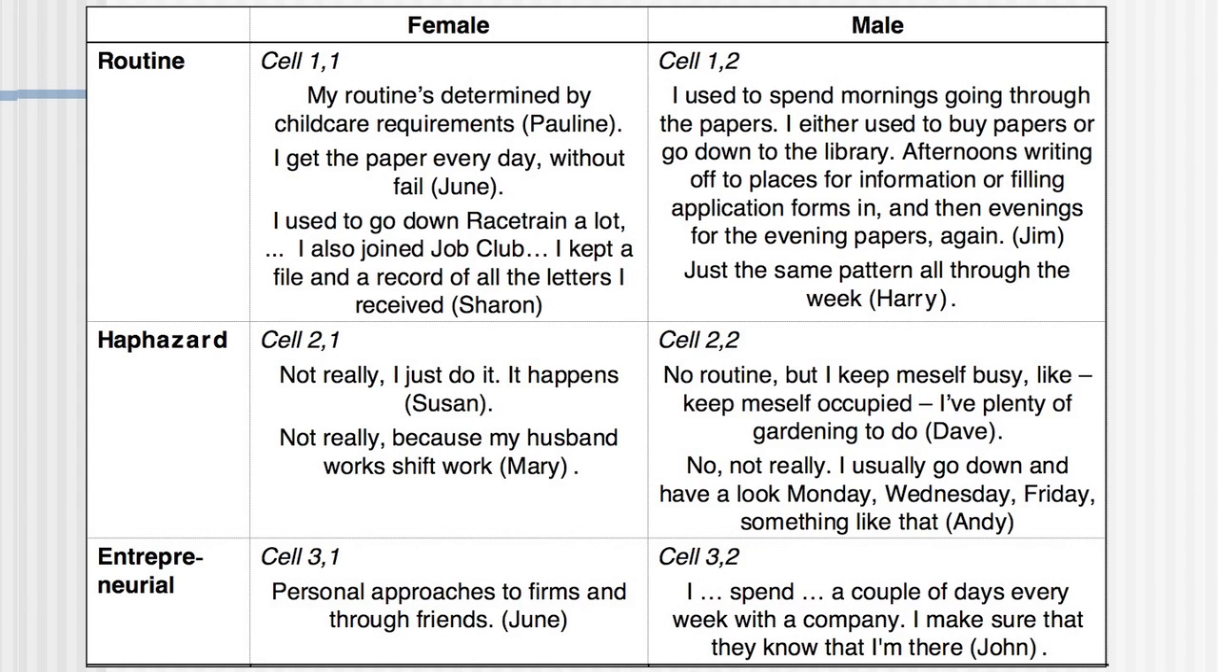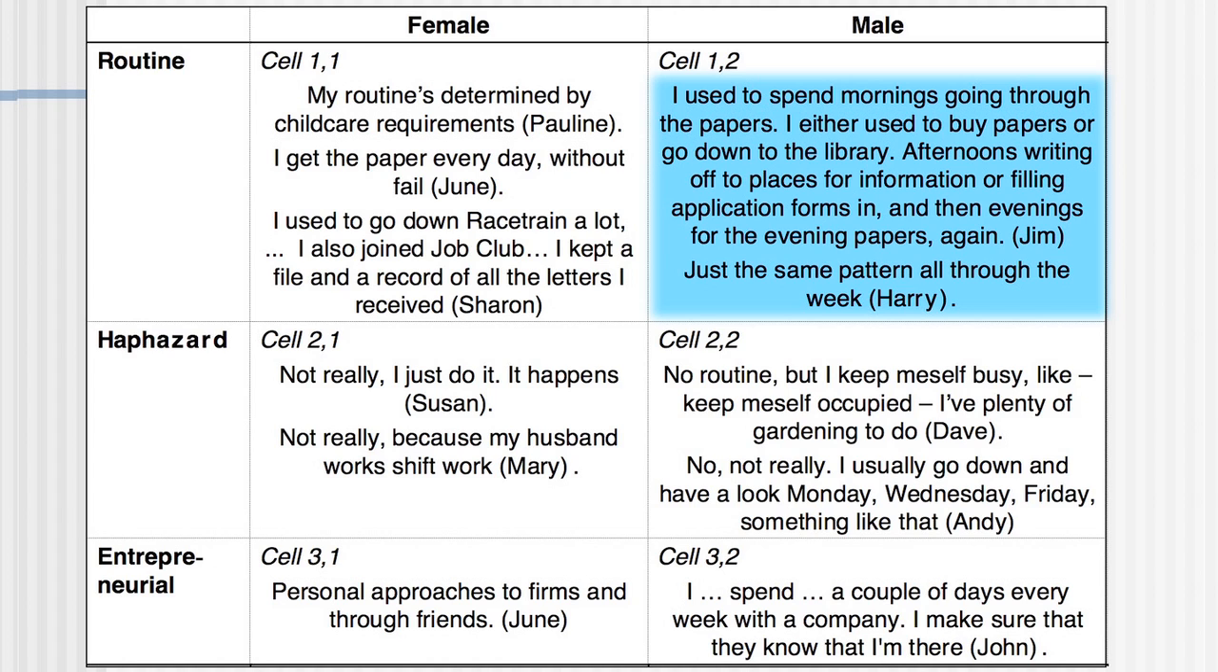Now, of course, the interesting thing about laying things out this way is that I've already got, in a sense, the different approaches. But when you begin to look at the quotations, you begin to think of other things. And I think that's another use for these tables: you start to think, well, actually, maybe there's something here. This guy is gardening, this guy is looking at certain kinds of things on certain days. Here, there's a much more routine fashion.